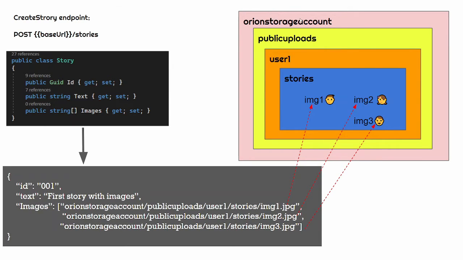On this slide, I also tried to keep folder structure that we are going to use in our real application. So this is our Orion storage account, which is our blob storage account. Inside that, we will be creating public uploads container. And inside this container, we will have separate folder for every user. Inside that, we can create the folder for module. For example, the images that we are going to upload are for stories. So we will have stories folder and all images will go inside this folder.